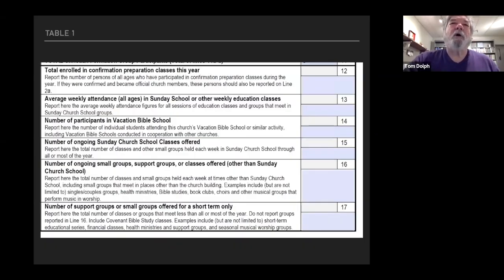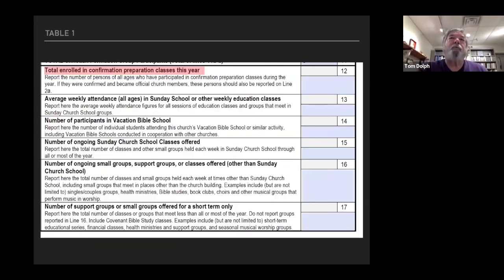These numbers are also somewhat self-explanatory. How many did you have in confirmation class? This is not determined by age. So if you do a confirmation class for your 6-year-olds and you happen to have also an adult confirmation class, both groups would be included in this number.